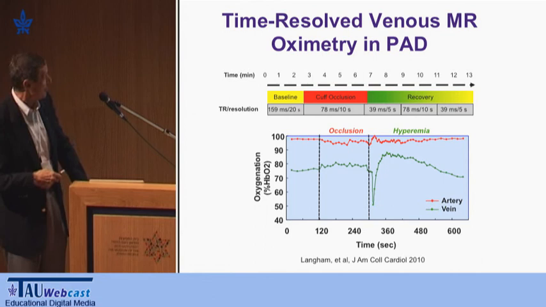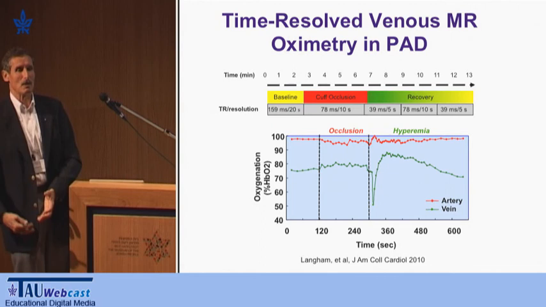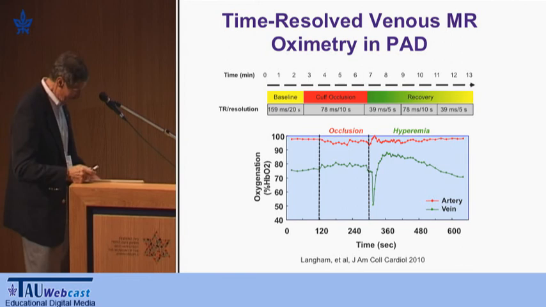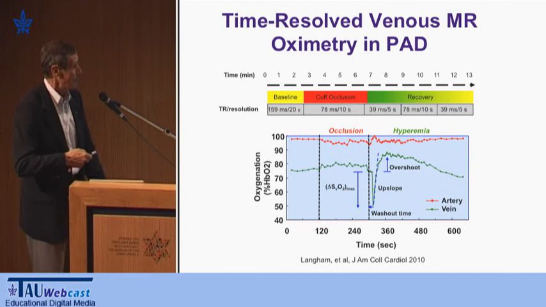Baseline saturation, this subject was a little higher, and upon cuff release, this desaturated blood now rapidly flows through the measurement slice. We see this dip and recovers. There's an overshoot before it returns to baseline. And there are a number of parameters we can measure. We can measure the depth of this dip.